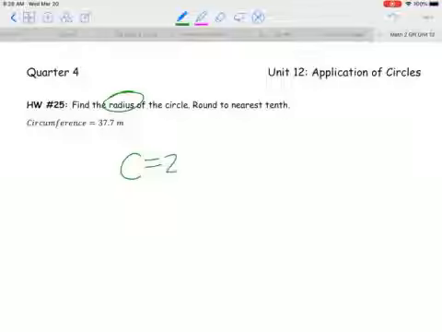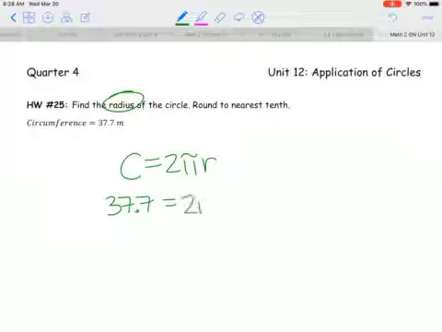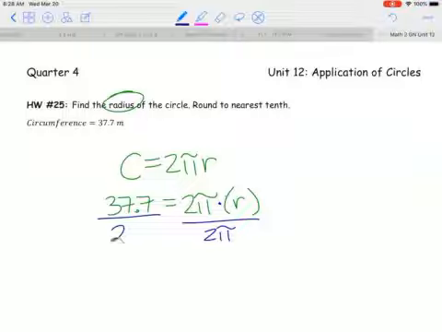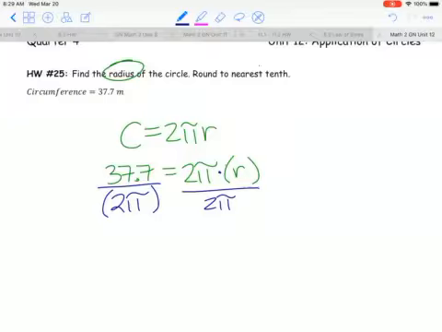Okay, C equals 2 pi r. We know C is what's given here. And we want to get this r all alone. So to do that, we're actually going to take this multiplier, we're going to undo it by dividing 2 pi to both sides. And make sure you put that in parentheses in your calculator, otherwise it will divide the 2 and then times the pi.